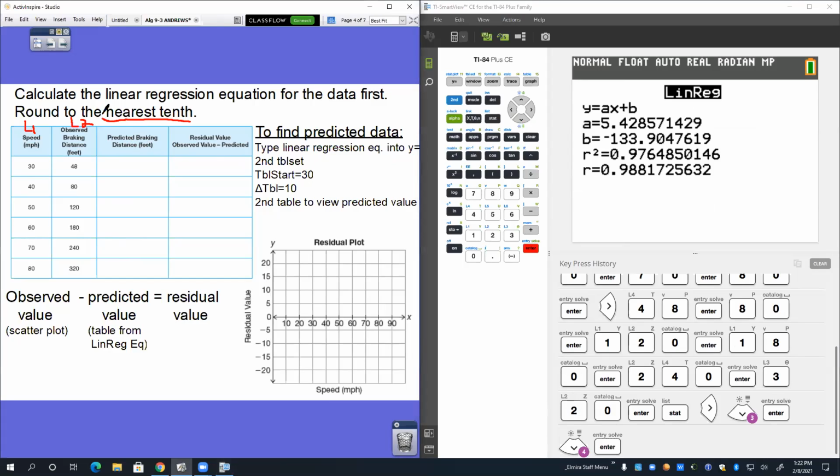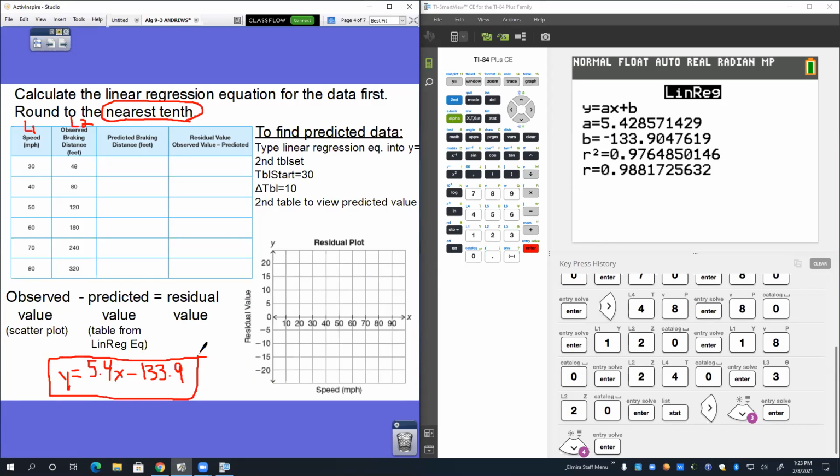The directions here said to round it to the nearest tenth. So our linear regression equation is going to be y equals, notice that it's ax plus b, so it's going to be 5.4x. Now be careful, our b value is negative. So that negative is going to be a minus 133.9. So this is our linear regression equation.